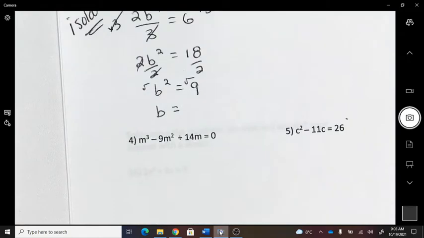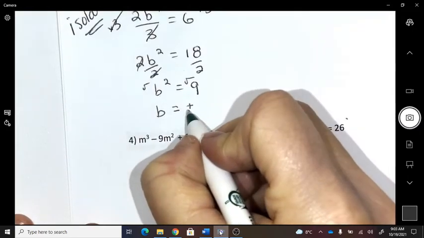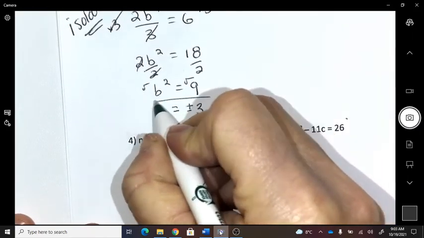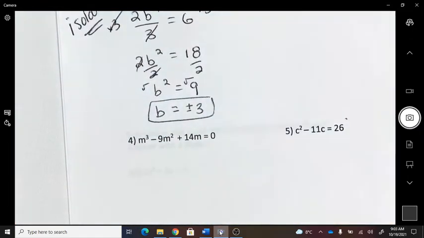And here's where people lose their marks. B could be a positive 3 or a negative 3, right? You have to think, what could square to get me 9? Those both would work.